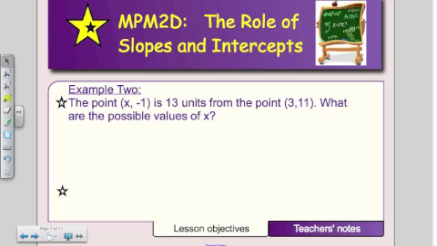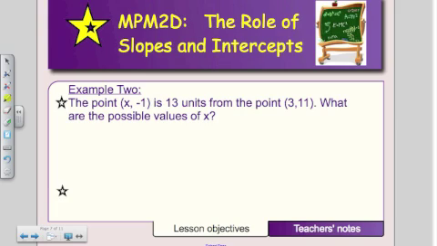Okay, I'm not going to do this entire question with you. It is from your unit guide, but it's a question that a lot of kids get stuck on, so I'm going to set it up with you. The point (x, negative 1) is 13 units from the point (3, 11). What are the possible values of x?